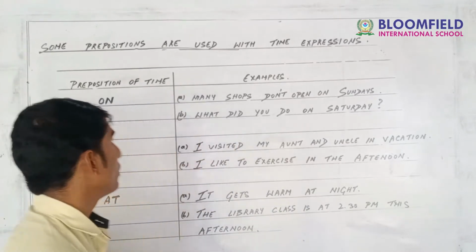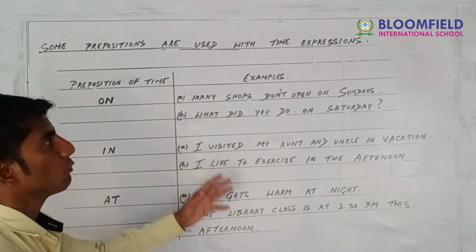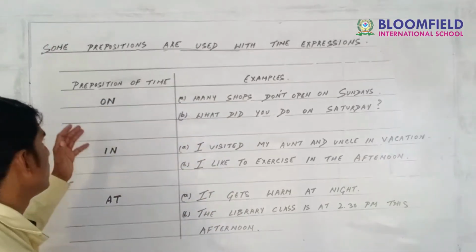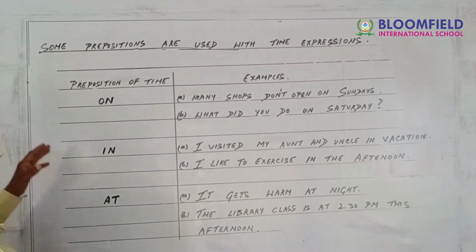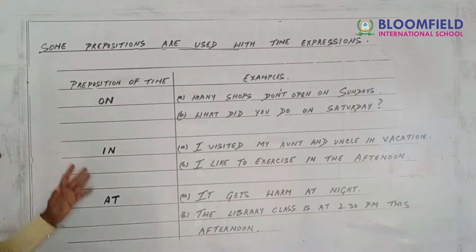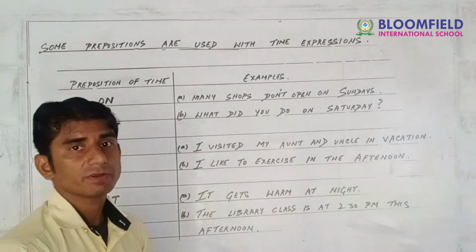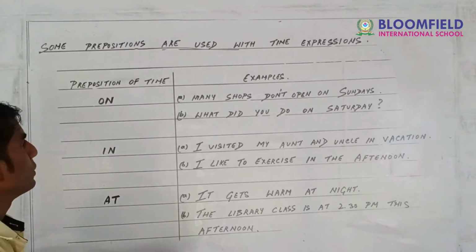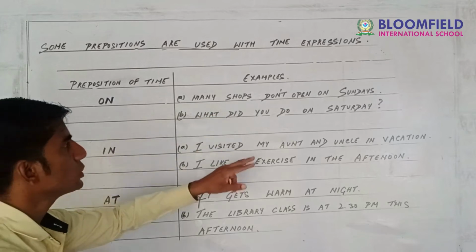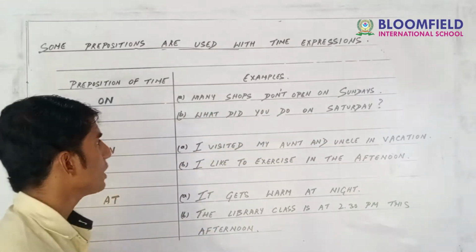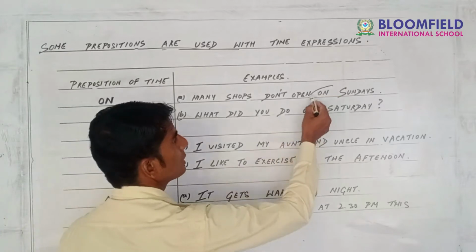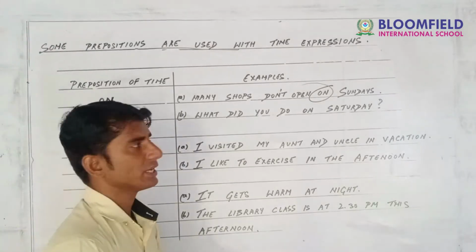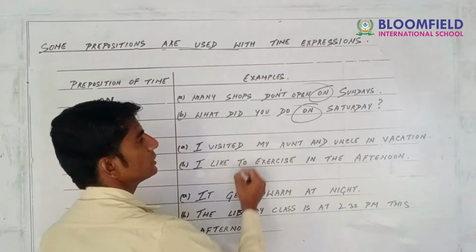Now, some prepositions are used with time expressions. I have given you here in this chart prepositions of time, and a few examples have been given for you. First is on. There are two examples of on here. Many shops don't open on Sundays. Next example: what did you do on Saturday?